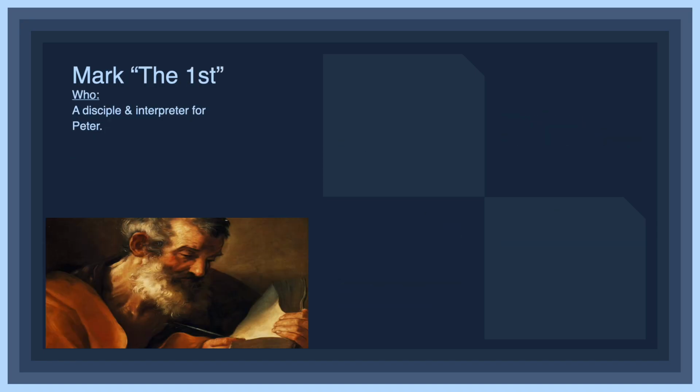So on to Mark's Gospel. Mark is considered to be the first gospel, and we're going to find out in just a moment why. So, who was Mark? Mark was a disciple and an interpreter for Peter, one of the disciples. So, who he wrote it to? He wrote it not only to the Jews, but also to the Gentiles.